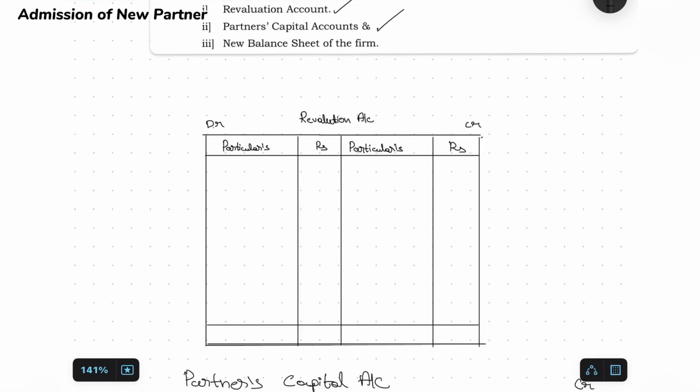Okay, next we'll come to the revaluation account. Revaluation account means reevaluating assets and liabilities based on the current position of the firm. So when I'm going to readmit or admit a new partner, I'm going to reevaluate both the assets and liabilities based on the current position and make an entry of it.